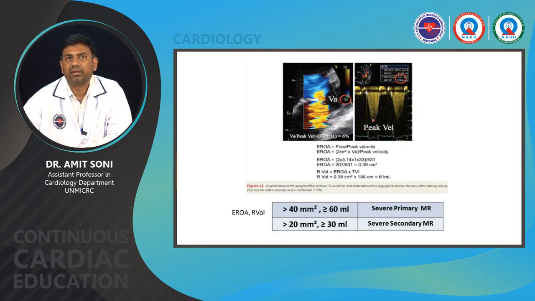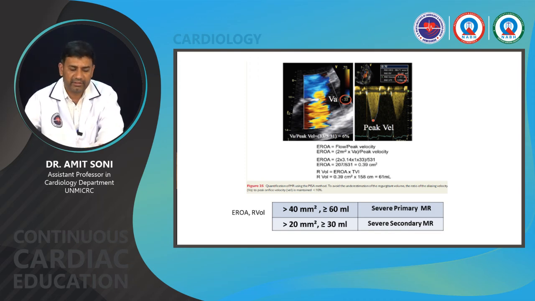So how do we calculate it? We first calculate the effective regurgitant orifice area. It is equal to the flow divided by the peak velocity. And how do we calculate the flow? It is 2 pi r squared times the aliasing velocity, divided by the peak velocity. And so we can calculate the effective regurgitant orifice area. Regurgitant volume is calculated by the effective regurgitant orifice area multiplied by the VTI.